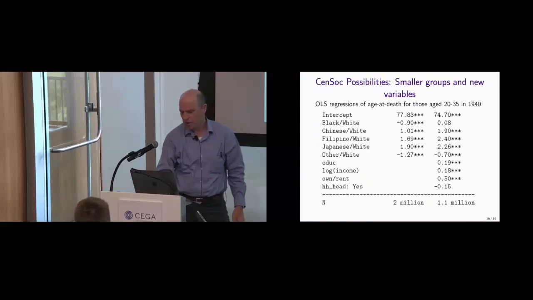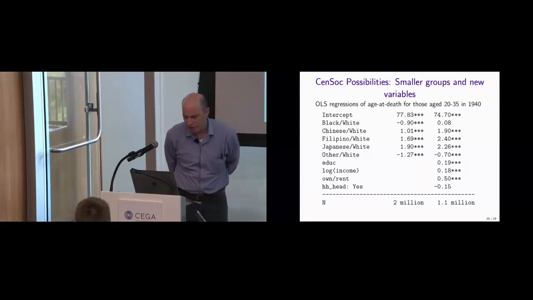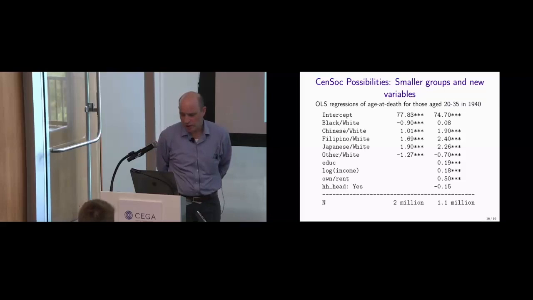Okay, so here's just a couple of illustrations. These are very old illustrations that I grabbed from an old site. This is from my original talk on CenSoc from 2015 or something. This is just a regression we did on age at death, showing that when you have a couple million records, you can see a lot more than you usually see.